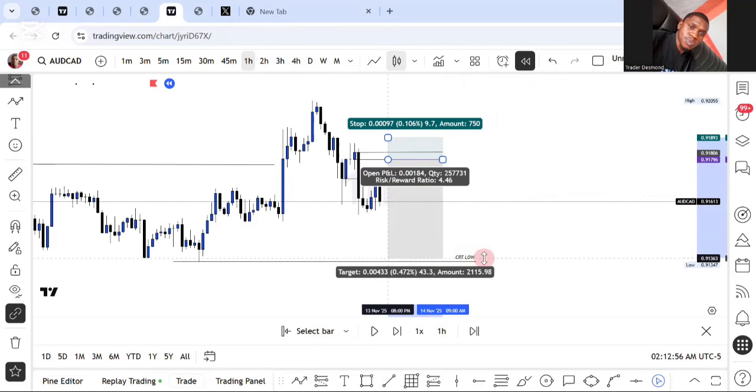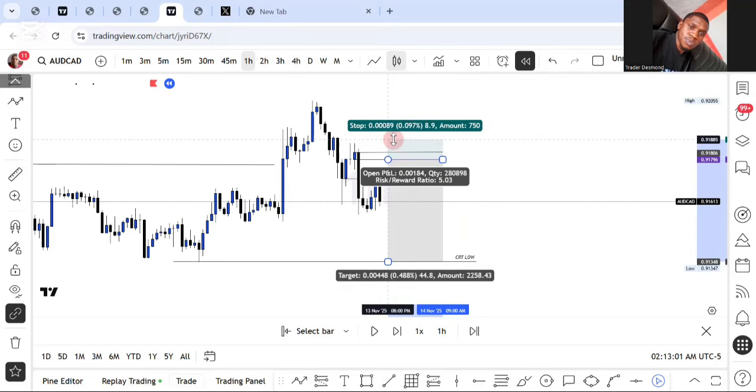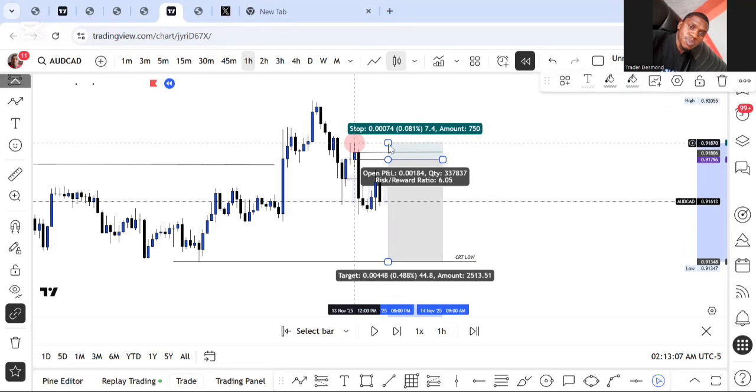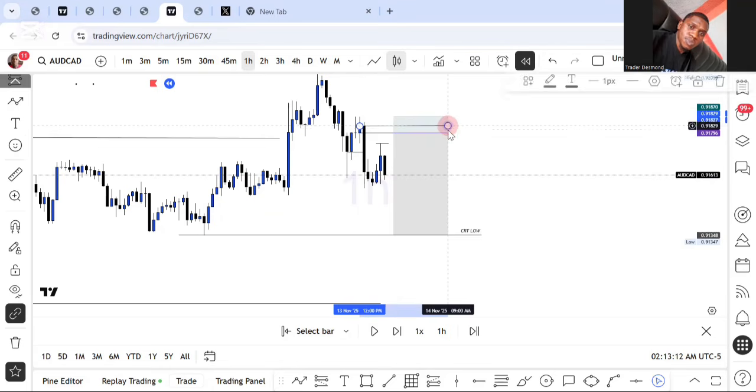Then you target the CRT low. So this will give us 4.5. Because this is the high invalidation area, you just need to give it a few pips. So you can either use 6RR. Okay, SR is okay here. I don't see the market disrespecting this key level.